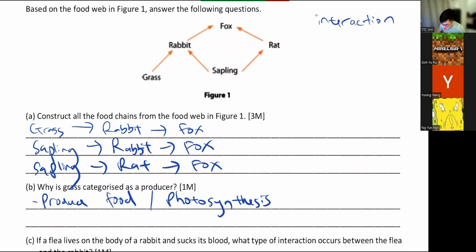Okay, some sort of relationship between them. So the first one, if I am the strong one and you are the weak one, and I hunt you down, I eat you. So what relationship is this? Anyone? If I eat you, what relationship is this? Let's say I'm a tiger and you're a rabbit.